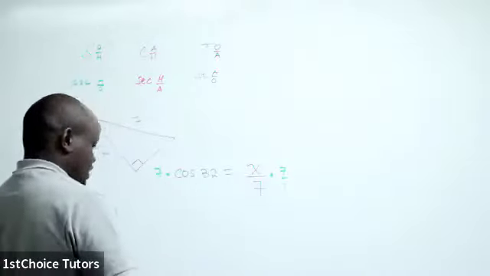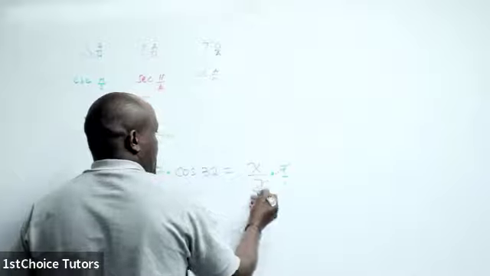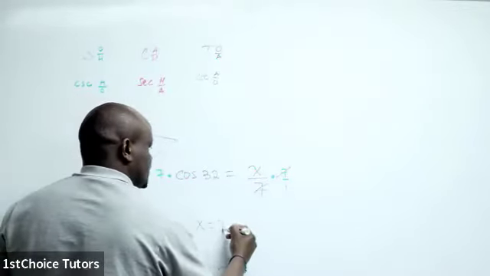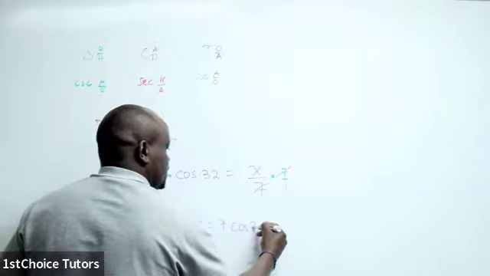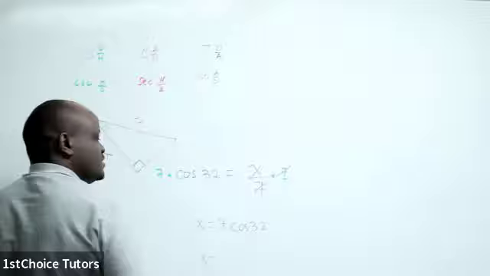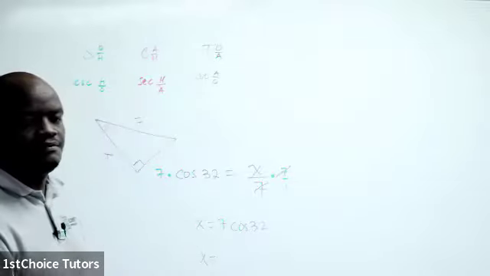Why does this work? Well, these cancel. And you can see now X equals 7 times the cosine of 32, which thankfully the calculator does for us. Plug this in. It solves for X that way.